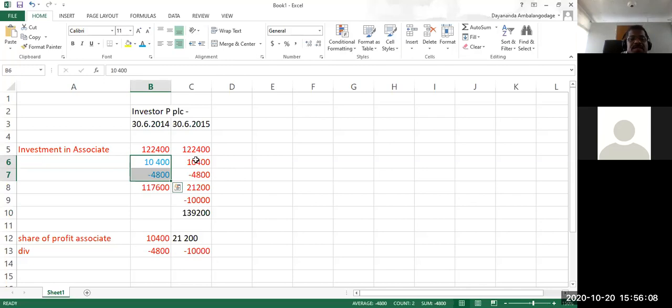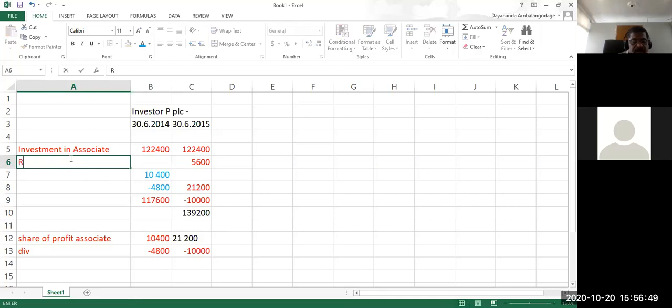So thereby, what we do is, instead of putting yearly adjustment, we call this adjustment for retained earnings. So adjustment for retained earnings is 5,600. So instead of these two figures, what we do is we put 5,600. Is it clear? If I'm doing it in a different manner, I will just show you the same thing. So retained earnings adjustment, RE adjustment.